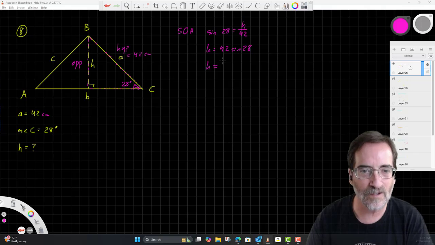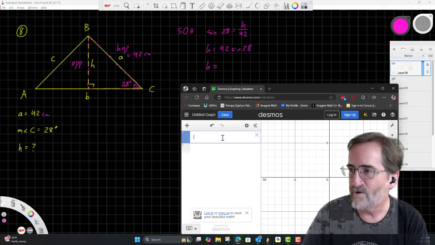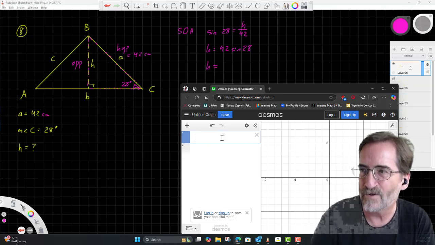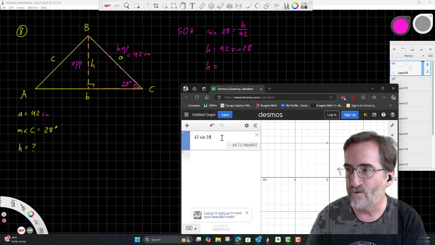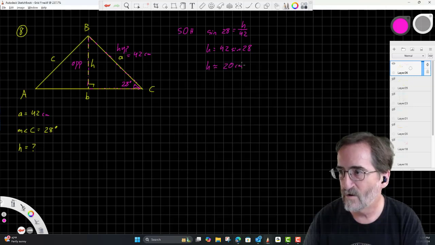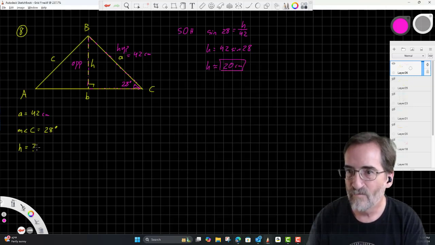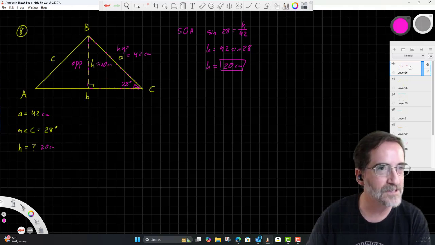So let's bring up our calculator. Make sure it's in degree mode, of course. If you do that once, you don't have to do that again until you reopen Desmos. So 42 sine 28 is 19.7. Let's go to the nearest whole centimeter, 20 centimeters. So h is 20 centimeters. Okay, and that's number 8.